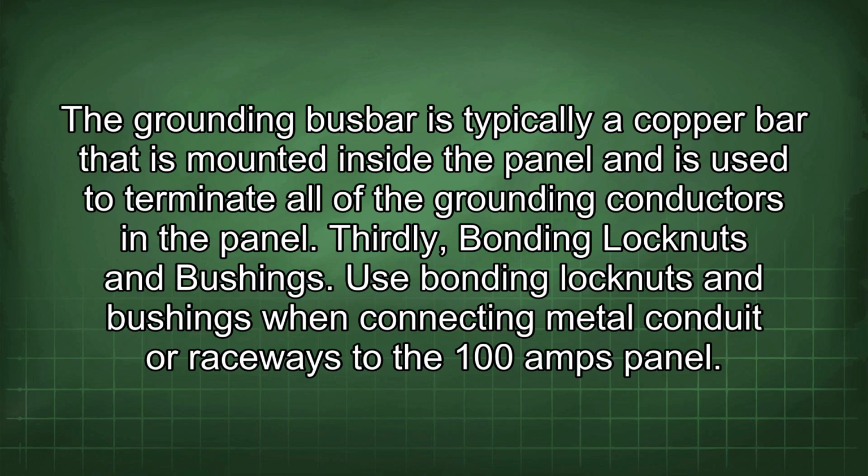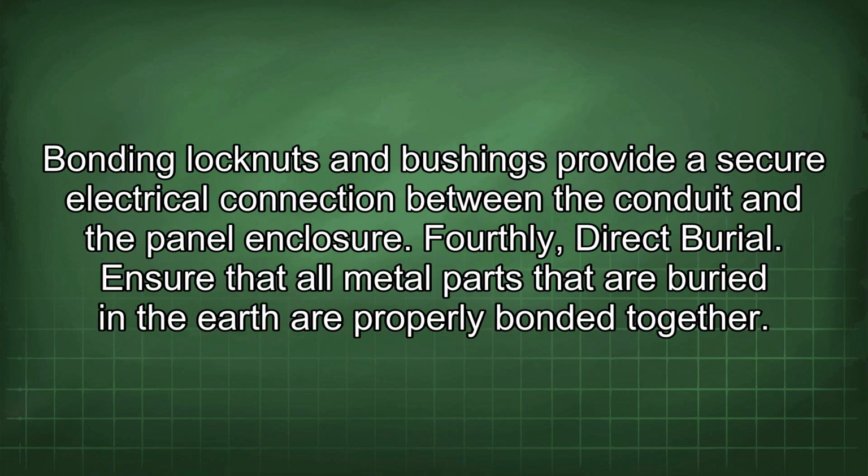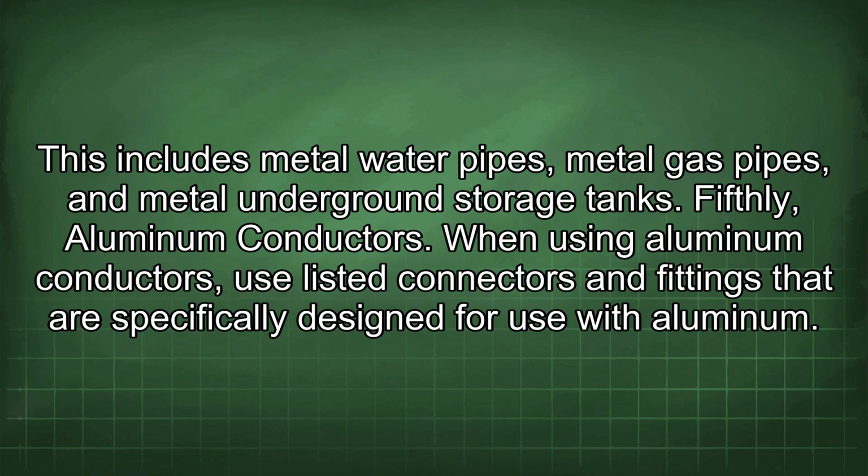Thirdly, bonding lock nuts and bushings. Use bonding lock nuts and bushings when connecting metal conduit or raceways to the 100 amps panel. Bonding lock nuts and bushings provide a secure electrical connection between the conduit and the panel enclosure. Fourthly, direct burial. Ensure that all metal parts that are buried in the earth are properly bonded together. This includes metal water pipes, metal gas pipes, and metal underground storage tanks.